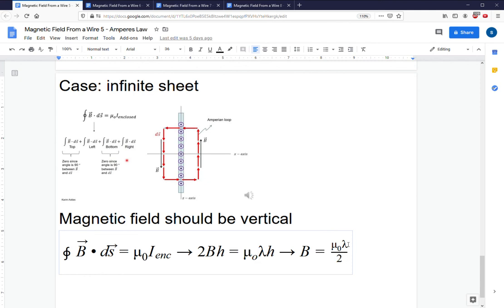Notice this does not actually depend on how far away you are from the plate. Like with the infinite plate of charge, the magnetic field near an infinite plate of current is constant, as long as you are close enough to the plate that you can reasonably call it infinite.